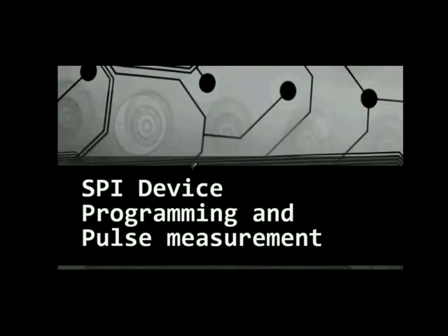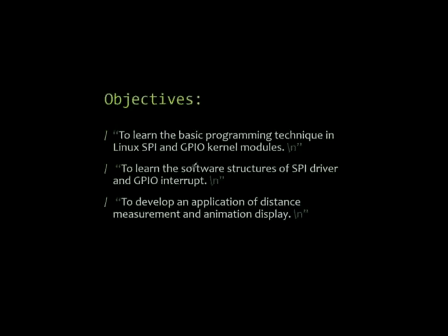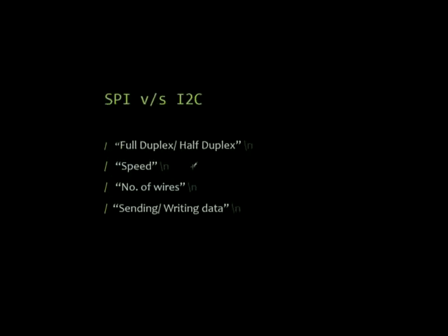Welcome to Embedded System Programming, and this is the video presentation for the third assignment, that is SPI device programming and pulse measurement. The objective of this assignment is to learn the basic programming techniques in Linux SPI and GPIO kernel modules, to learn the software structures of an SPI driver, and also to develop an application of distance controlled animation.